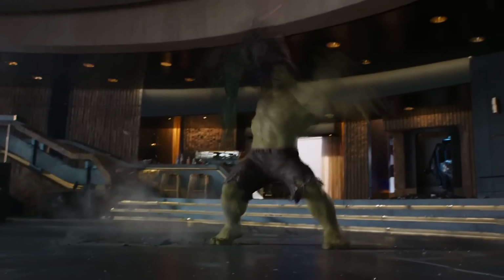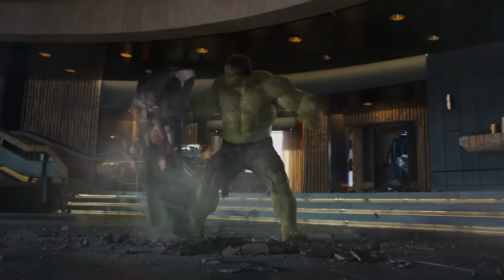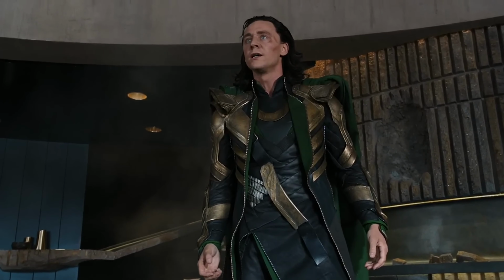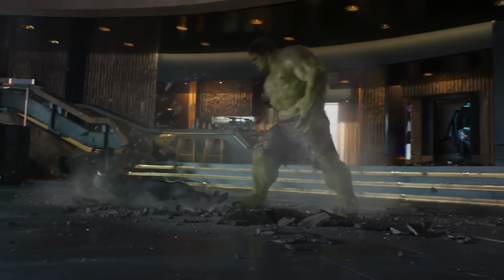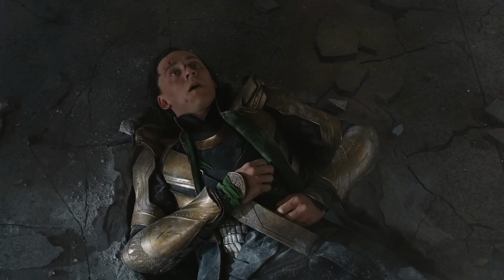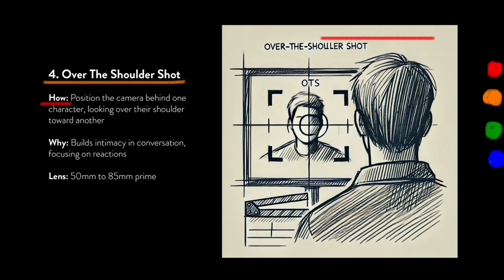In The Avengers, when the Hulk smashes Loki, before that happens, Loki is shot at a low angle, making him seem powerful. But then the Hulk smashes him, and now it shows him from a high angle, making him look weak and humiliated.